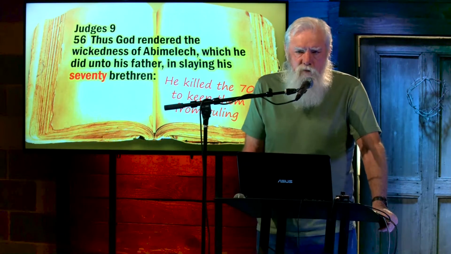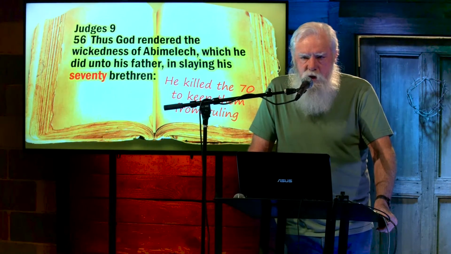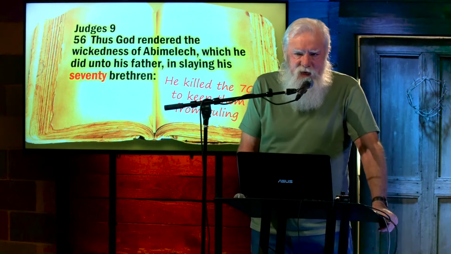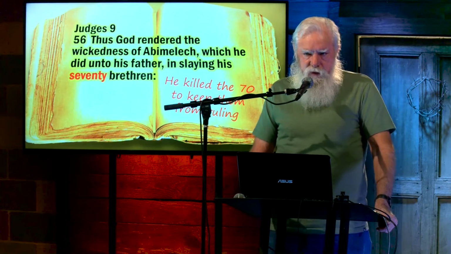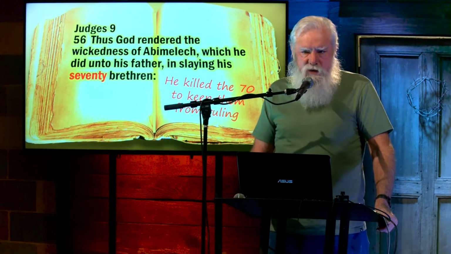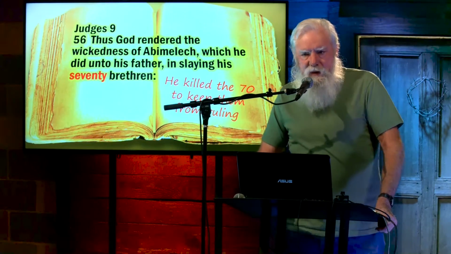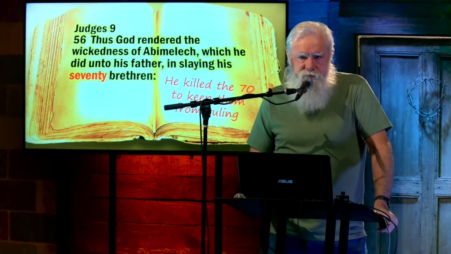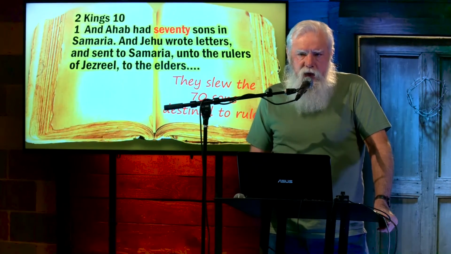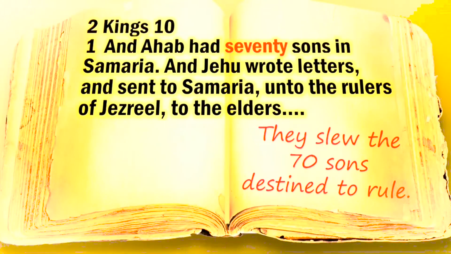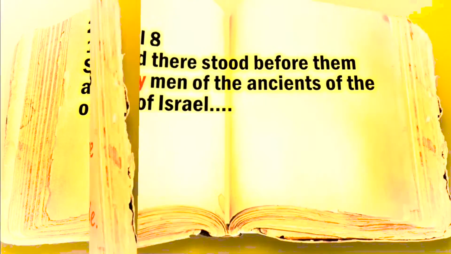"And thus God remembered the wickedness of Abimelech, which he did unto his father in slaying his 70 brethren." Now these 70 brethren were destined to rule, and by killing them he kept them from ruling. And Ahab had 70 sons in Samaria. And Jehu wrote letters and sent to Samaria, unto the elders of Jezreel. The context says they slew these 70 sons who were destined to rule, to prevent them from ruling.